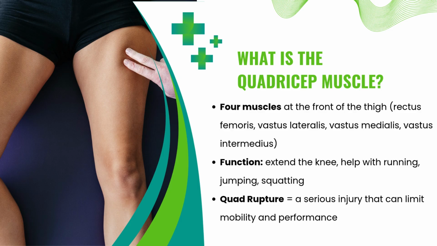The quad itself is made up of four muscles: the rectus femoris, vastus lateralis, vastus medialis, and vastus intermedius, and those muscles function as your actual quad muscle. They are important in knee extension, as well as in eccentrically helping you transition power when you're jumping or landing. In addition, whenever you have a quad rupture, it's a very serious injury and it can limit your mobility and your performance.